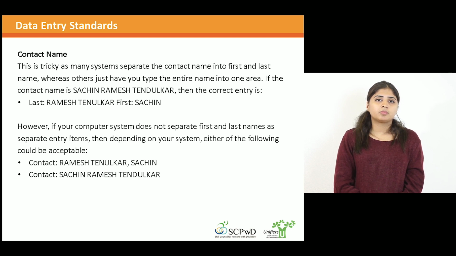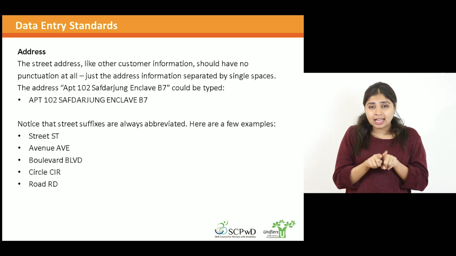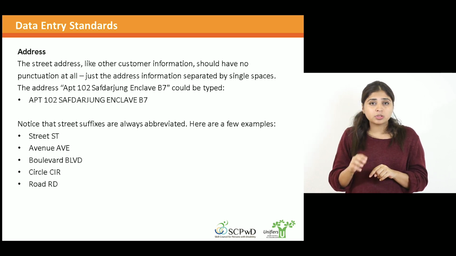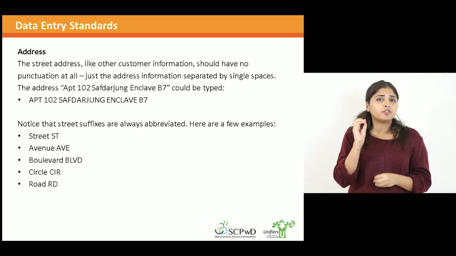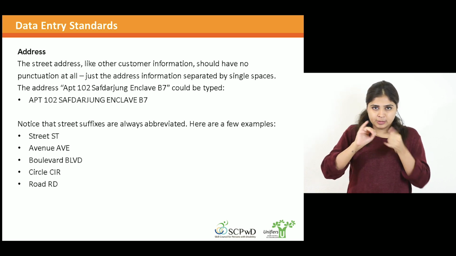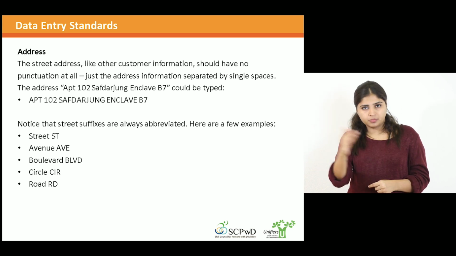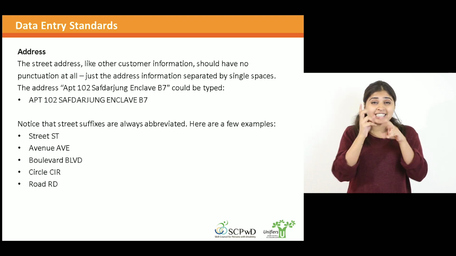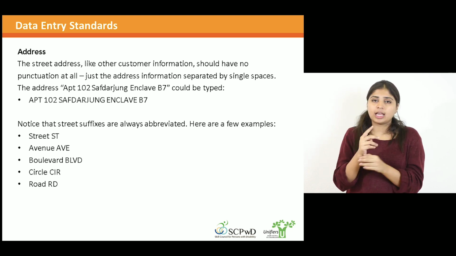Address. The street address, like other customer information, should have no punctuation at all. Just the address information separated by single space. The address Apartment 102 Safdarjung Enclave B7 could be typed as follows. Notice that street suffixes are always abbreviated. Here are a few examples.